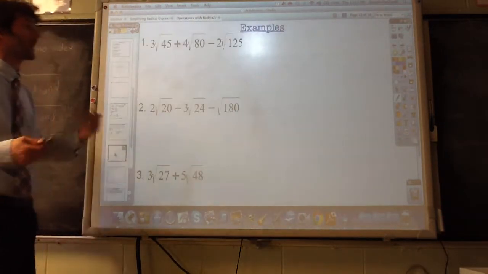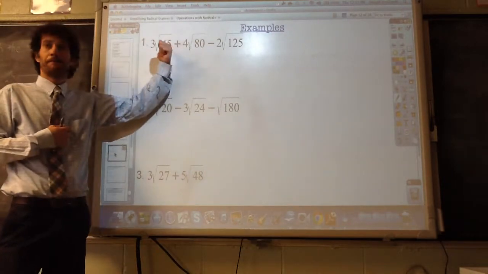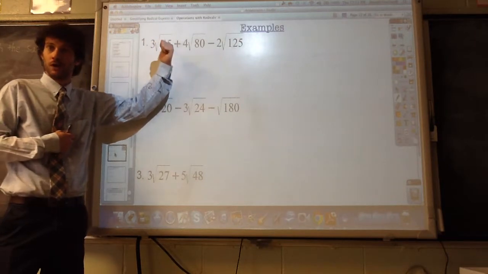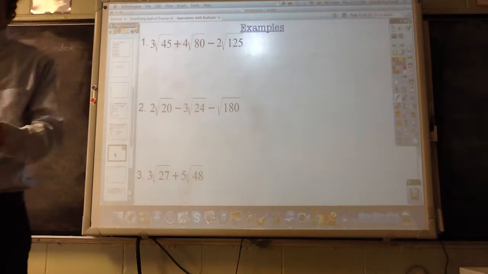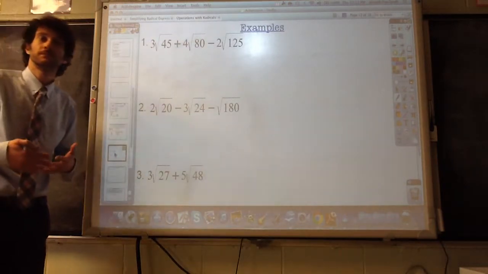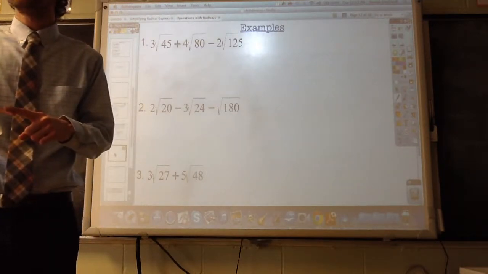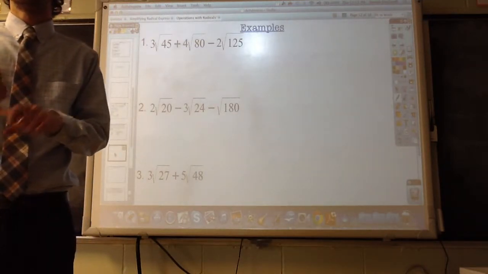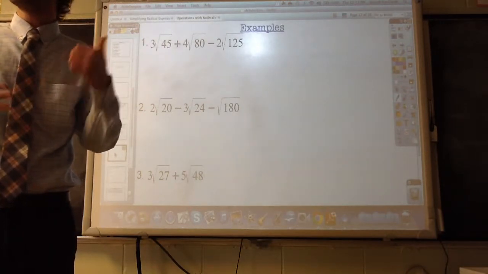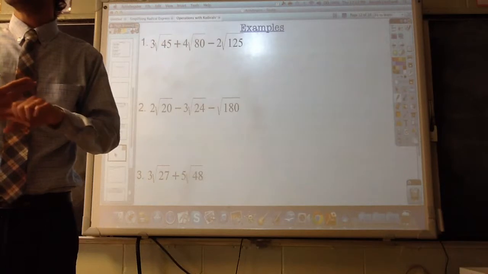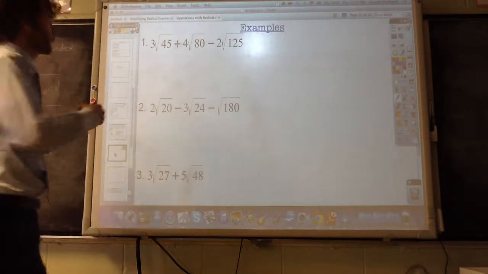So let me explain how you can sometimes do this in your head. The goal is to think of a perfect square factor of 45. Can anybody think of a number that's a perfect square that goes into 45? What numbers are perfect squares? 4, 9, 16, 25. 9 goes into 45. It's not the smallest number though.